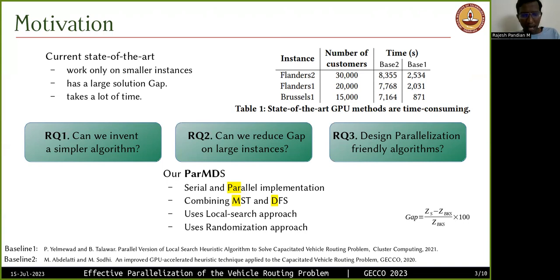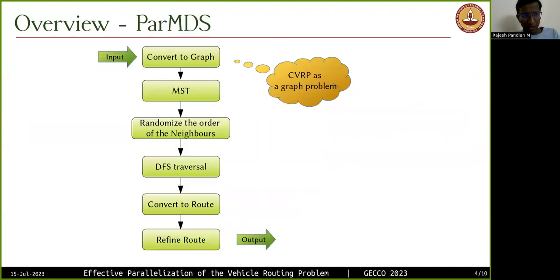We answer all these questions positively with PAR-MDS. We have come up with a serial and parallel implementation of the PAR-MDS algorithm, combining simpler algorithms such as minimum spanning tree and DFS inside it. We crucially use a local search approach and a randomization approach to our benefit to output a solution. Let's understand how PAR-MDS works.